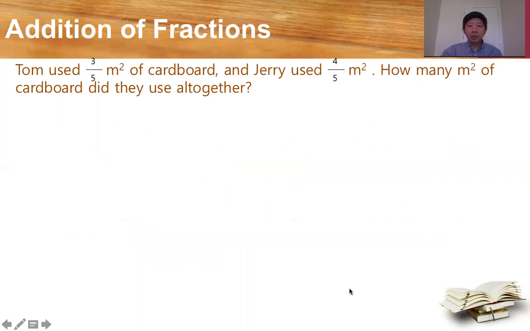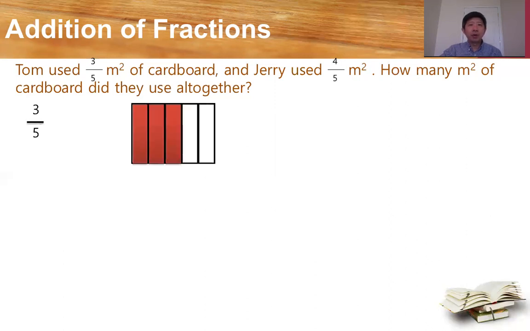Now here is an example of addition of fractions. Tom used 3/5 meter square of cardboard, and Jerry used 4/5 meter square. How many meter square of cardboard did they use all together? So we want to solve for this problem.